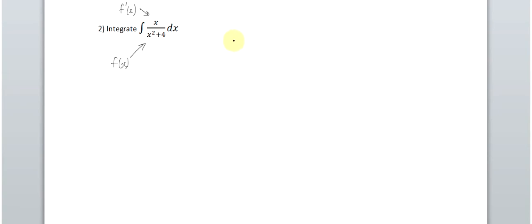So I'm just going to try a solution. I'm going to try y equals ln of x squared plus 4. And if I differentiate that, dy by dx, I get the differential of what's in the brackets, which is 2x, times the differential of the ln, which is of course 1 over x squared plus 4, which gives me 2x over x squared plus 4.